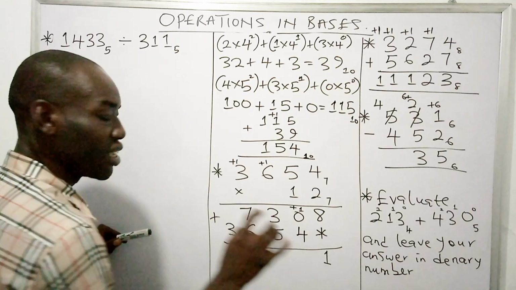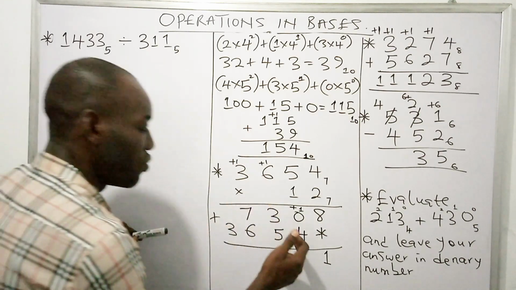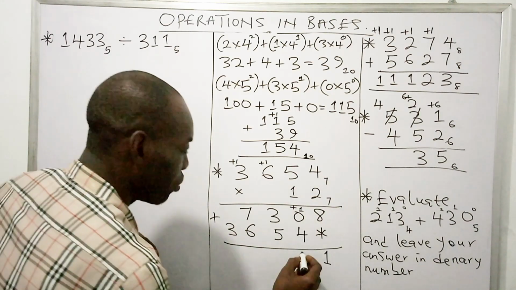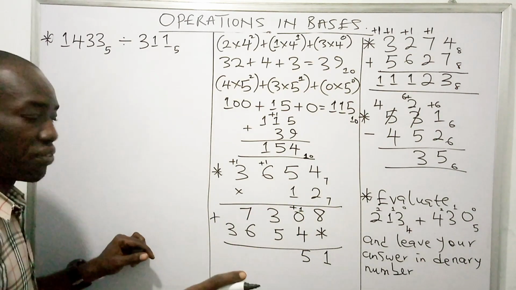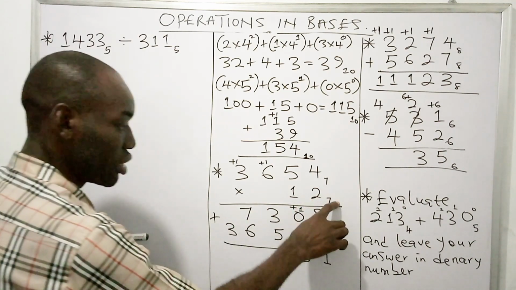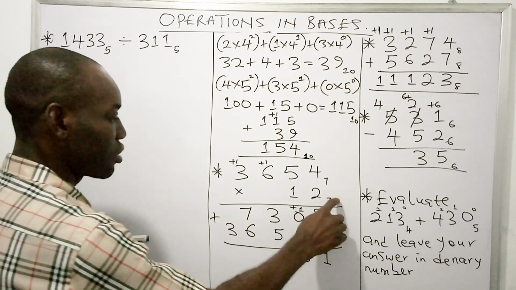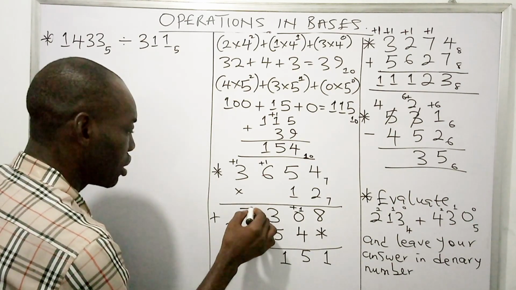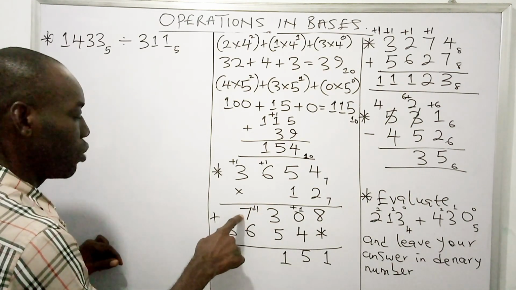Now 1 plus 4 is 5. Now, for the fact that the sum here is smaller than the base number, we simply write it down. We don't divide. Now we'll go to the next. 3 plus 5 is 8. 8 is bigger than the base, so we have to divide. 8 divided by 7, we have 1 again with a remainder of what? 1. Then 1 plus 7 is 8.